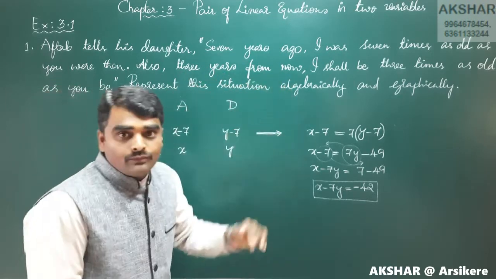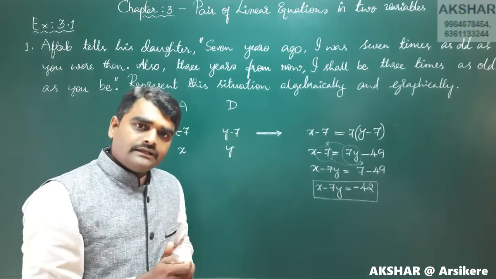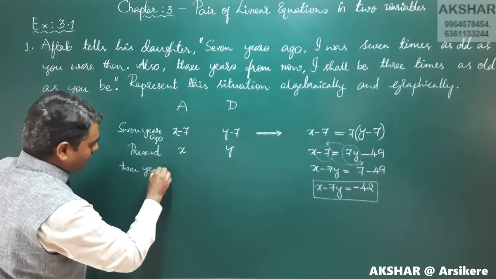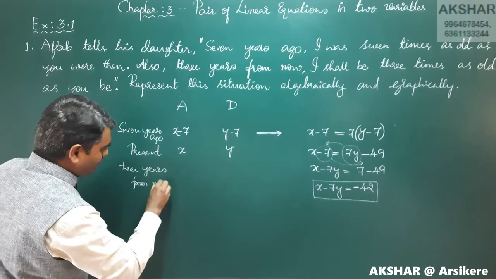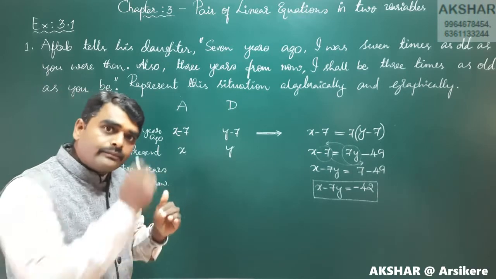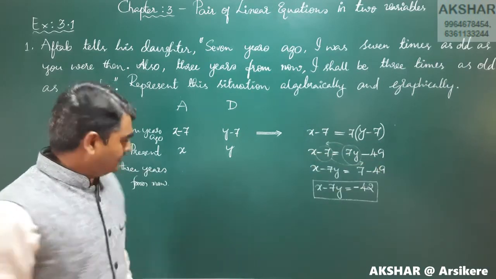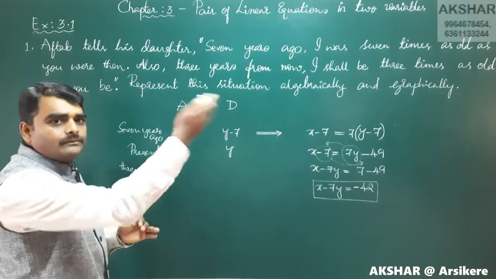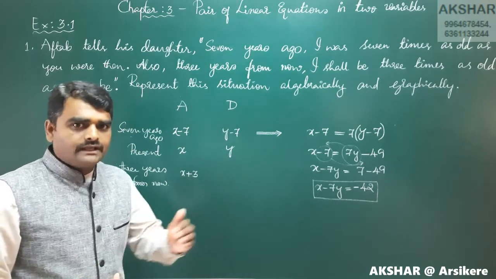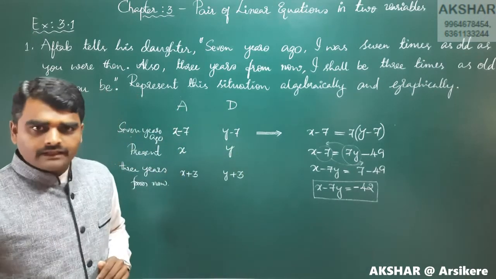3 years from now, 3 years from now means future, right? After 3 years means, see, observe here, 3 years from now. Ago means you have to subtract. From now means future. Hence is also future, right? Yes, 3 years hence is nothing but from now. So x is the present age plus 3. After 3 years means the age will be added, right? In the same way, this is y plus 3. Right? Clear, my dear children?